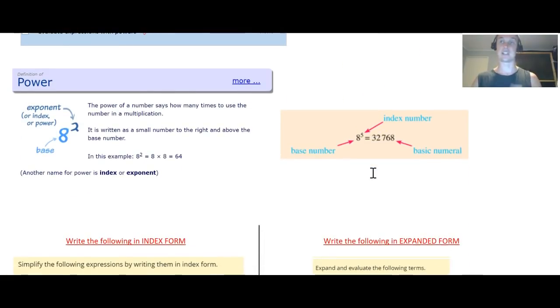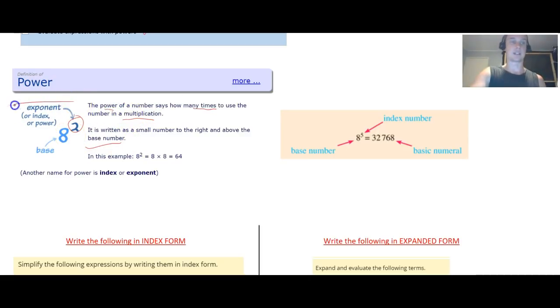First off, we're going to look at the definition. What is a power? I'll get you to write this down. The power of a number says how many times you use the number in a multiplication. It is written as a small number, to the right and above the base number. So we've got some keywords here: power and base number.